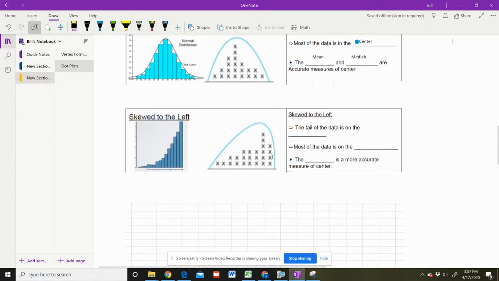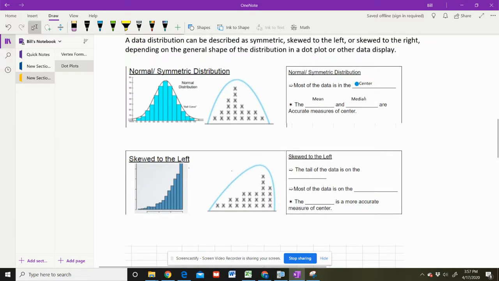When we go down to where we have skewed to the left, you can see that it sort of decreases, tails off to the left. So it looks like it has a tail. That tail is pointing left, so that's called skewed to the left. If you can't remember that, just look for the tail, whichever way the tail is pointing on the data, that's what you're going to call it. So when we have skewed to the left data, the tail of the data is on the left.